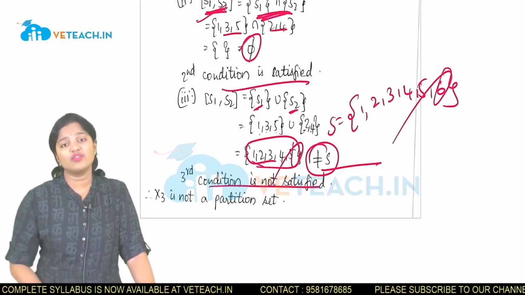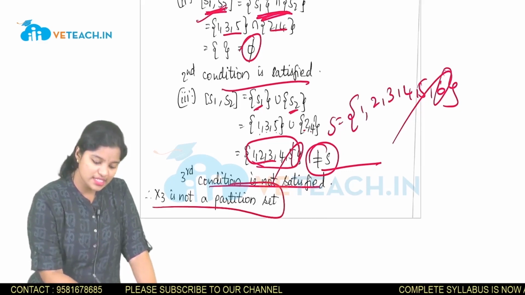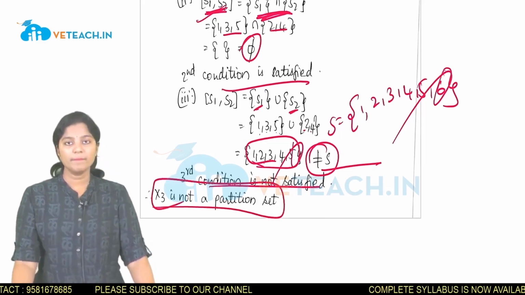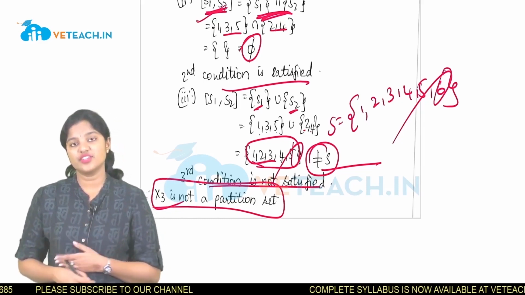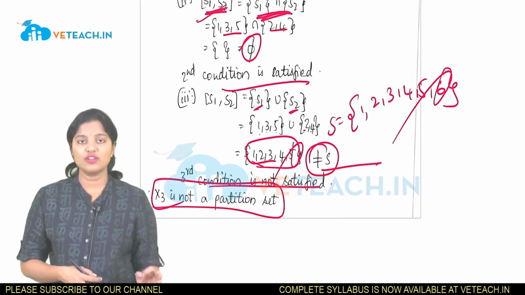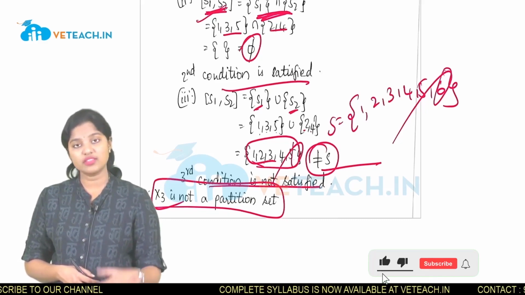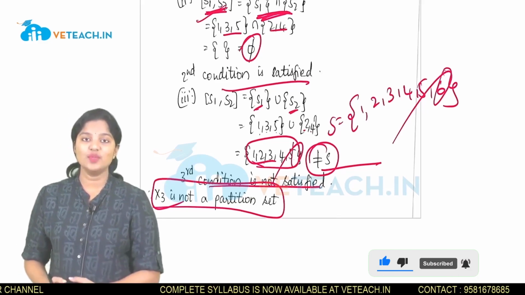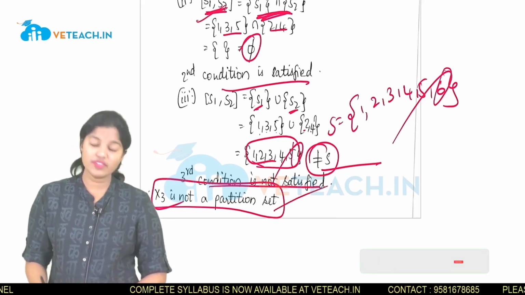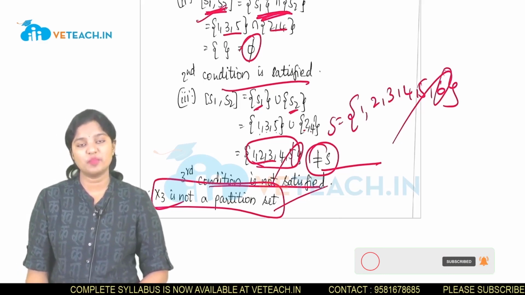So if any one of the conditions is not satisfied, we can simply say that X3 is not a partition set. In order to prove it is a partition set, we should check that all three conditions are satisfied. If any one, two or all three of the conditions are not satisfied, we simply say that the set is not a valid partition. In this way, we check the three rules for every problem and say whether it is a valid partition or not.